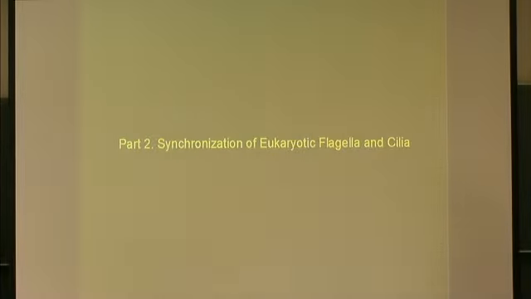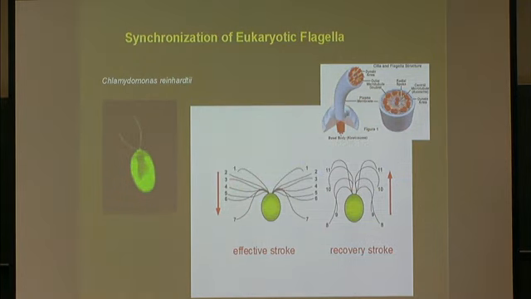Now I'm coming to the second part. It's about the synchronization of eukaryotic flagella and cilia. So this is a picture of Chlamydomonas reinhardtii, a eukaryotic green alga, and it has 2 flagella, and the flagella in this case have a similar structure as cilia.